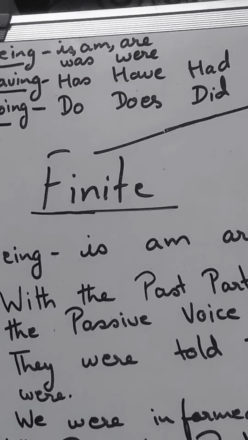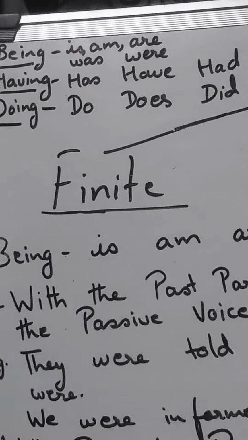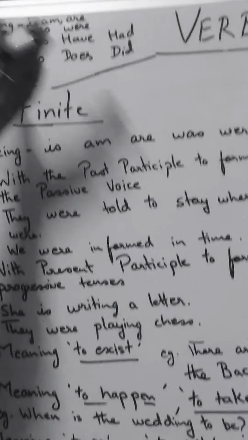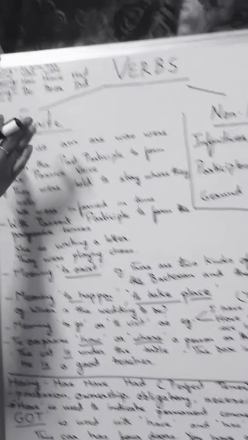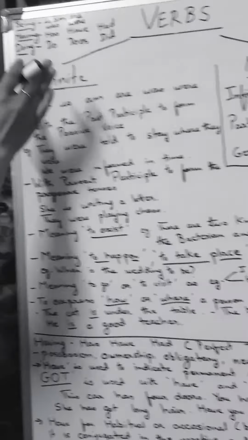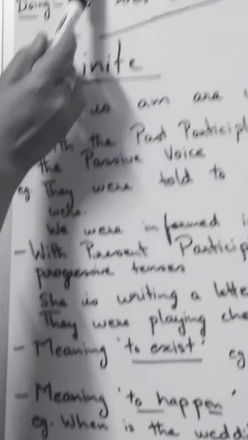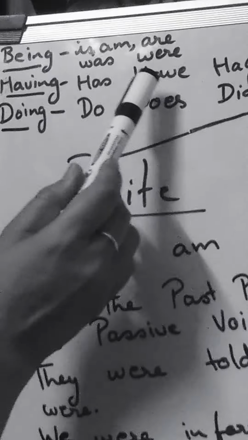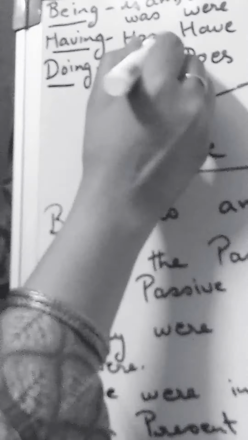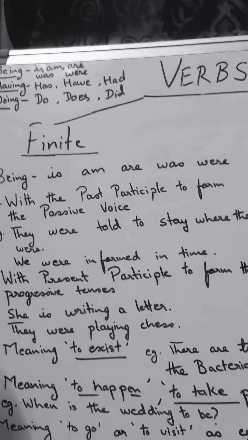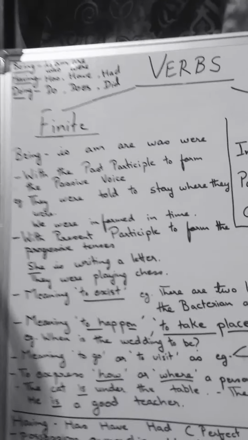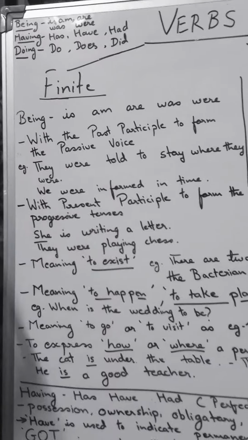I'll elaborate on this after coming on to the rules. I'll not miss this because I want everyone to just mug it up thoroughly, because this is somewhat the base. Just to start with this, being: is, am, are, was, were. Having: has, have, had. Doing: do, does, did.